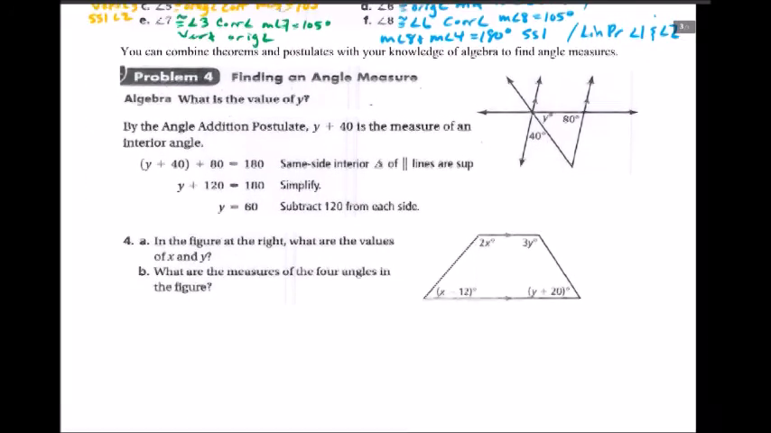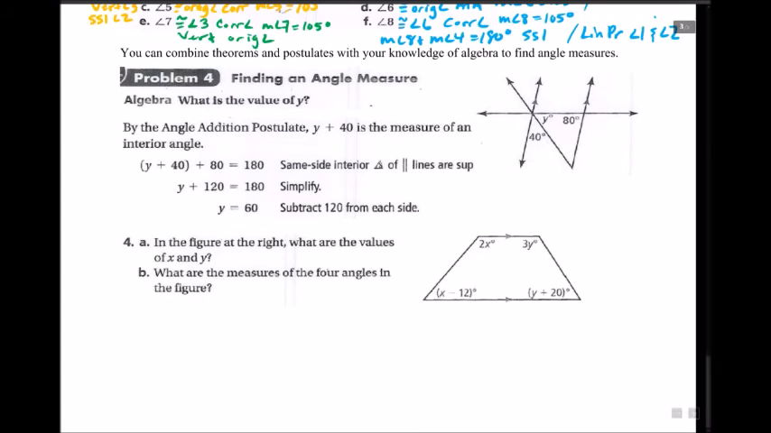Okay, get to the end here. You can combine theorems and postulates to find angle measures. Yay! Right, let's look at our diagram here. We want to find the value of y, and I immediately see parallel lines, and I see two sets of parallel lines here, or I see a set of parallel lines cut by two different transversals. So let's figure out which transversal is going to help us, and we can extend our lines, right? That doesn't stop there. It's a line. It goes on forever.